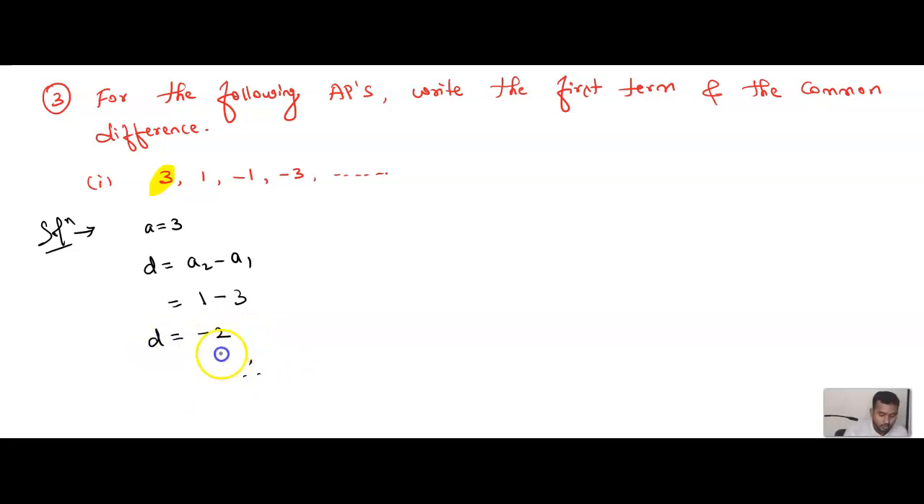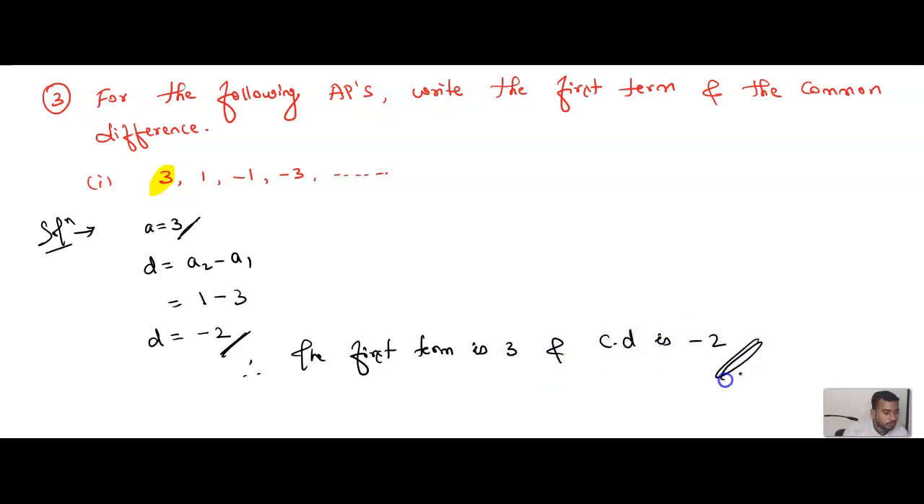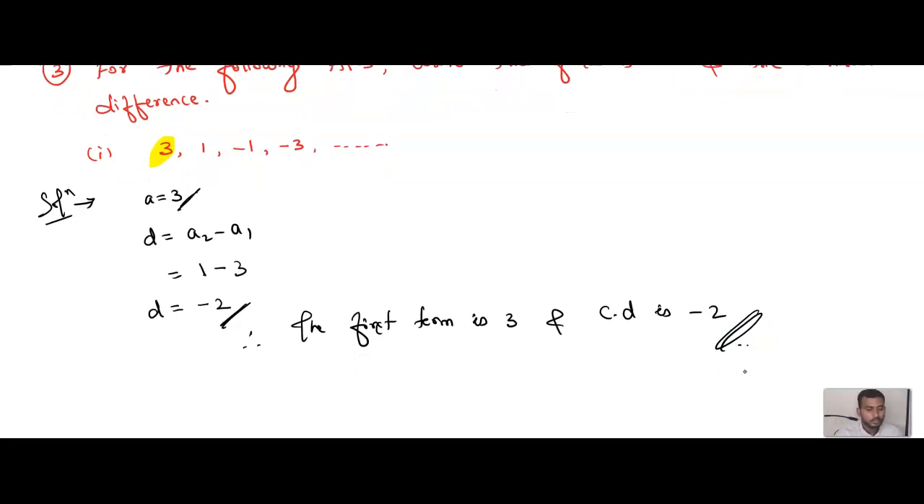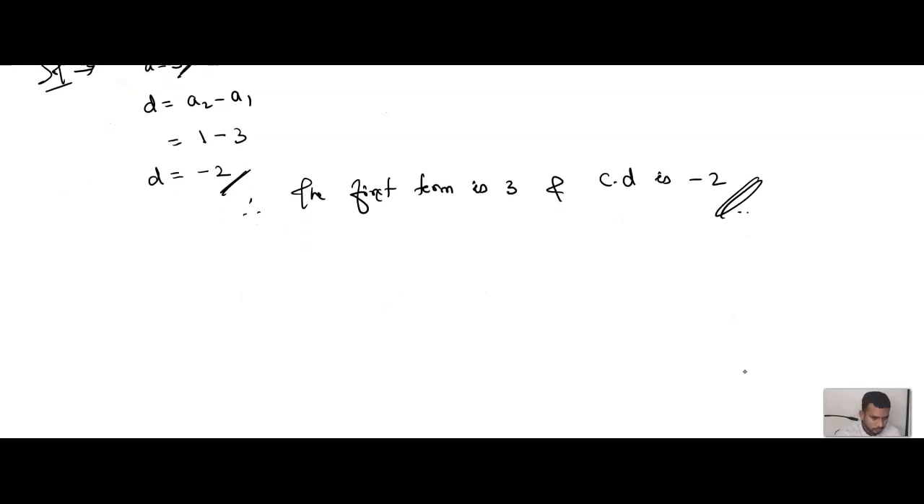So therefore, shall we highlight this? This is the first term and this is the common difference. Therefore, the first term is 3 and the common difference is minus 2. This is our final answer. Got it? Understood? Very good.